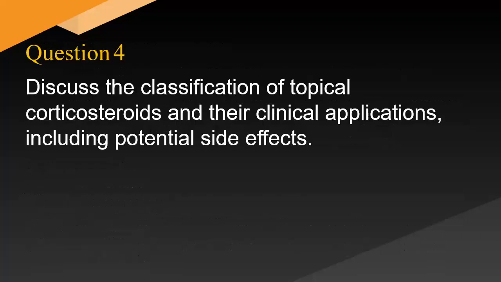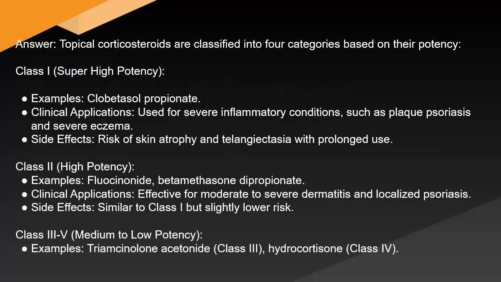Discuss the classification of topical corticosteroids and their clinical applications, including potential side effects. Answer. Topical corticosteroids are classified into 4 categories based on their potency. Class I, super high potency. Examples: clobetasol propionate. Clinical applications: used for severe inflammatory conditions such as plaque psoriasis and severe eczema. Side effects: risk of skin atrophy and telangiectasia with prolonged use.